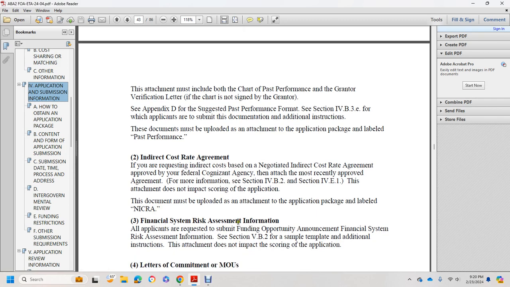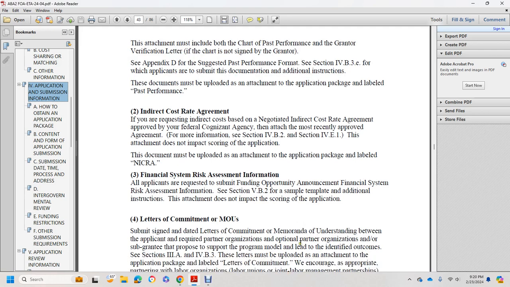Financial system risk assessment information. Applicants are required to submit the funding opportunity announcement financial system risk assessment information. See Section B2 for the sample template with additional instructions. The attachment does not impact the scoring of the application.